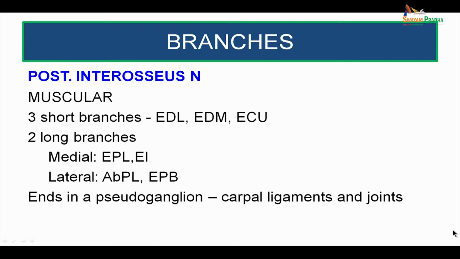Coming on to the posterior interosseous nerve, it is by and large a muscular nerve, supplying only the muscles, a motor nerve. So, it gives off 3 short branches to extensor digitorum longus, extensor digiti minimi and extensor carpi ulnaris, and gives off 2 long branches, the medial part of which supplies the extensor pollicis longus and extensor indicis, whereas the lateral part of it supplies the abductor pollicis longus and extensor pollicis brevis. Finally, as we told, it ends in a pseudoganglion which supplies the carpal ligaments and the joints.